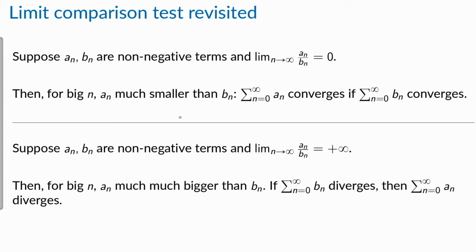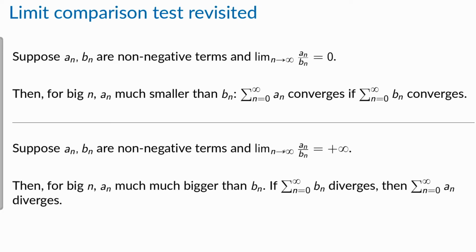Okay, so morally speaking, what that means is that when n is huge, a_n is getting much, much, much tinier than b_n. So the upshot is, if the series b_n converges, then it forces a_n to converge. Right? Because b_n is much, much bigger. If b_n converges, then a series of even much smaller numbers has to converge.